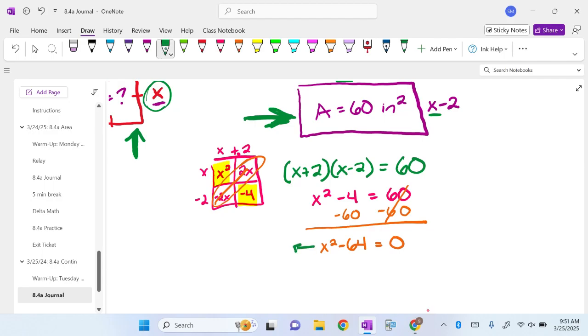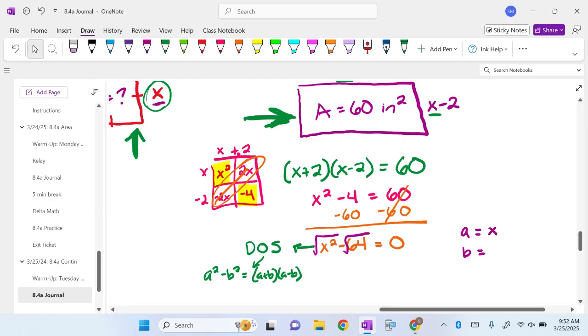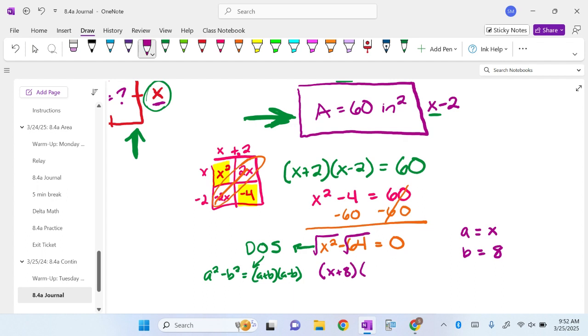So this right here is a difference of squares, meaning if we have a squared minus b squared, we factor it as a plus b, a minus b. All right. So I'm going to go ahead and take my square root of both of them to find a and b. What would my a value be? X. Square root of x squared is x. What's the square root of 64? 8. So factored, this would be x plus 8 times x minus 8 is equal to 0.